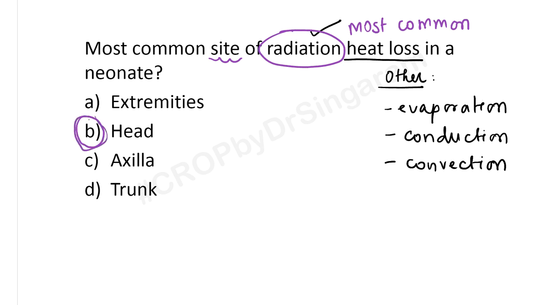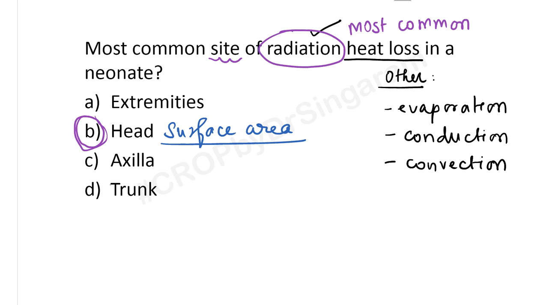Why do you think in the entire body head is supposed to be the site of maximum heat loss? Because when we look at the surface area, head has got the highest surface area in the body. The surface area is the highest in the head region, so that is why radiation heat loss is also occurring commonly from the head region. Are you able to follow this?